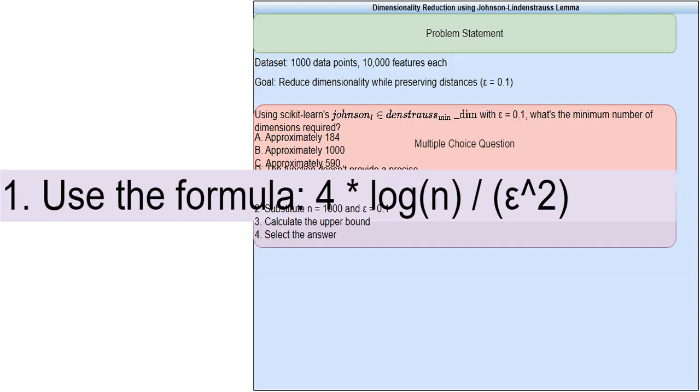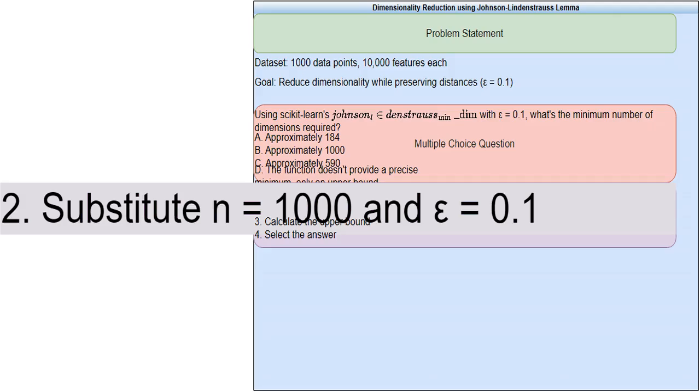I'll substitute the values of n, the number of data points, which is 1,000, and epsilon, the acceptable distortion level, which is 0.1, into the formula: 4 log n over epsilon squared. This gives me an approximate upper bound on the minimum number of dimensions needed. The calculation is 4 log 1,000 over 0.1 squared, which is roughly 2,763. Remember, this is just an upper bound. The actual minimum could be lower.